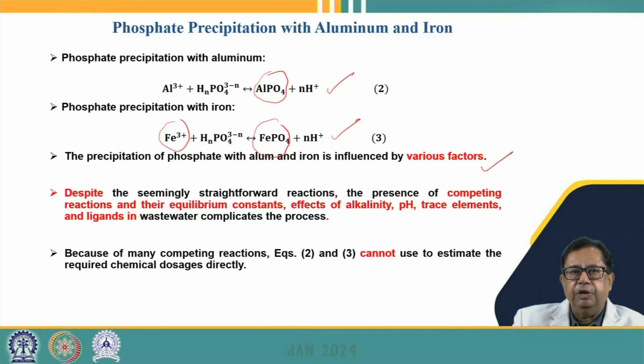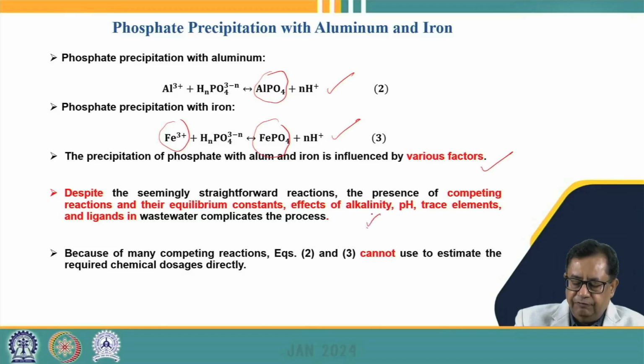These reactions will depend upon the number of competing reactions and their equilibrium constants that are taking place side by side. For example, the salts can also react with the alkalinity, right? So they can also lead to the formation of aluminum hydroxide or ferric hydroxide. These reactions we have already discussed during the previous classes. So these processes may also interfere with the phosphate precipitation.